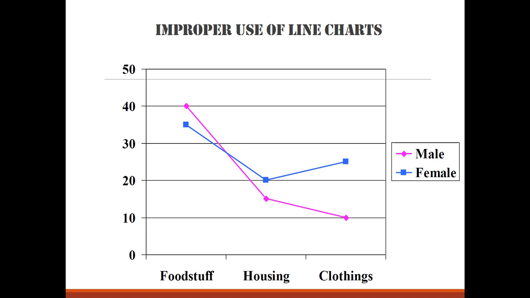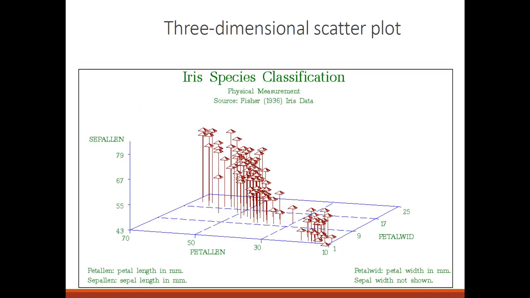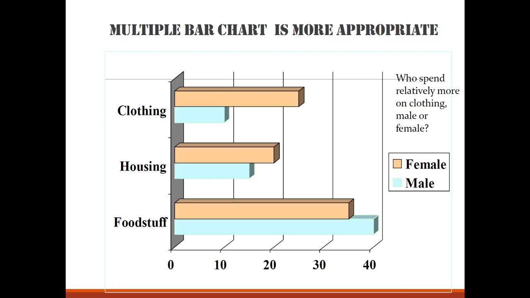The proper way is to do this. Next slide. This is the proper one, to display your result. You have the bar chart and you can see the difference between male and female. Females like to spend on clothing, instead of using the line chart. All these things you have to refer to statistics as well: what is appropriate and what is not.